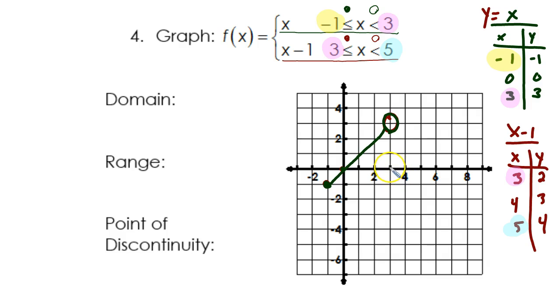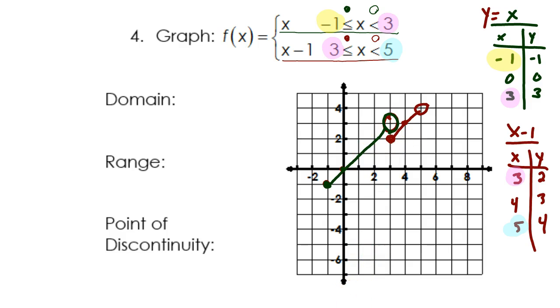3 comma 2 is right here, and it's a closed circle. 4 comma 3 is right here. It's along the way, just a little dot. And 5 comma 4, 1, 2, 3, 4. This is going to get an open circle because it's less than x equals 5. And I'll connect these dots through here to get something like this. So this function looks kind of odd. We got two little, almost parallel parts of linear functions.